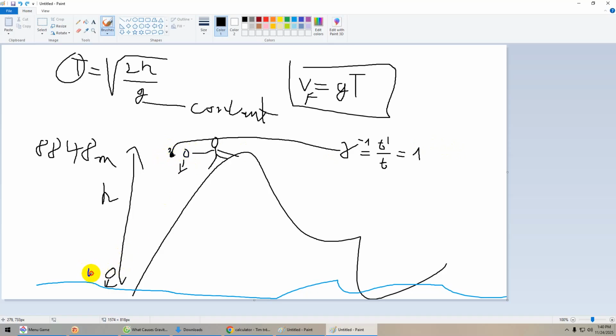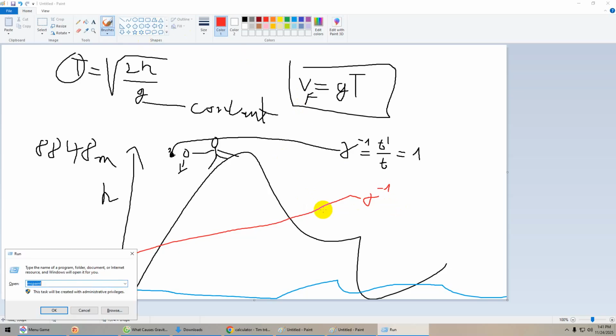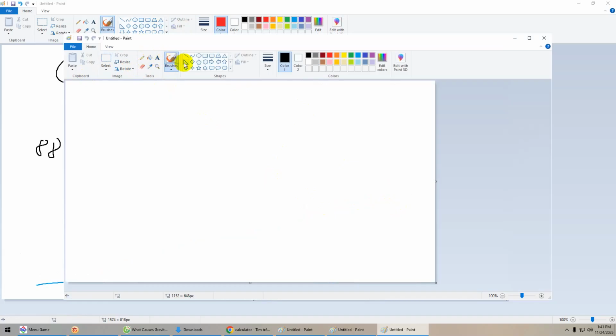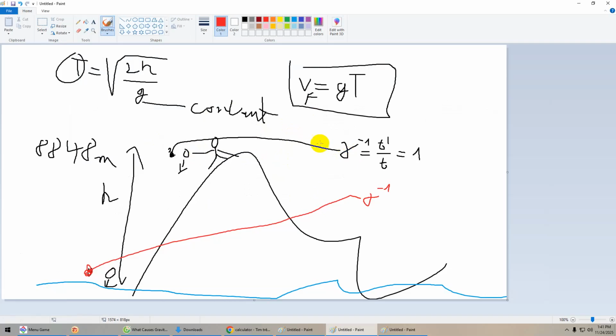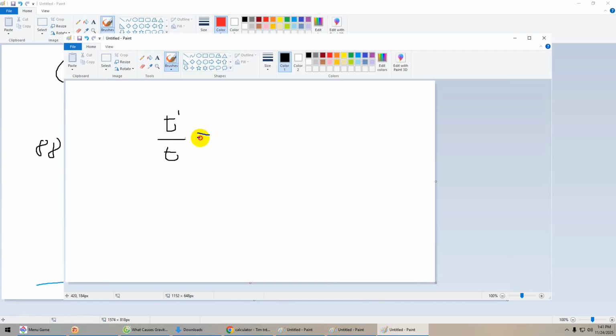But what about this region here? Let's say about this region, what is the value of gamma? Well, to calculate this, we need the gravitational time dilation formula, which is this: t prime over t, which is equal to, we need two expressions from what we saw earlier.